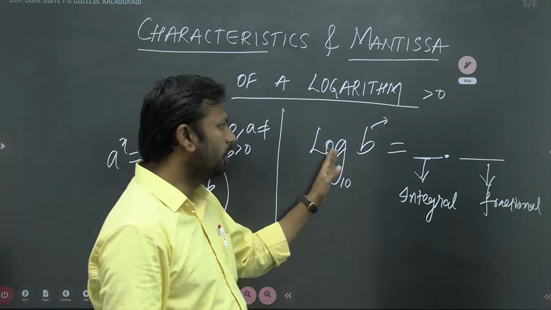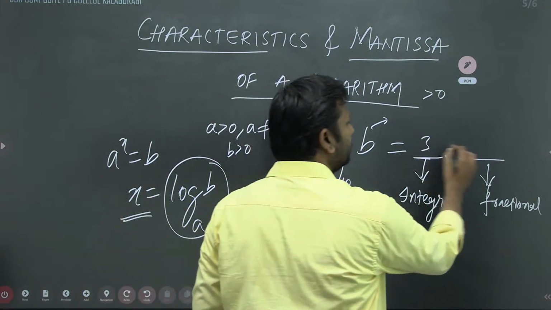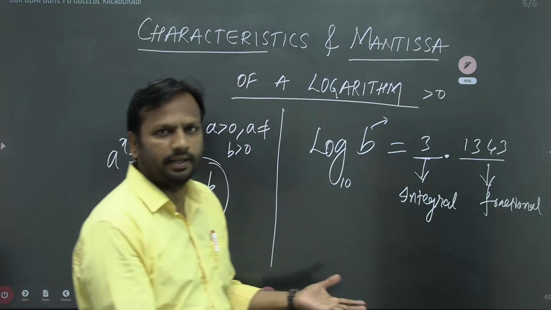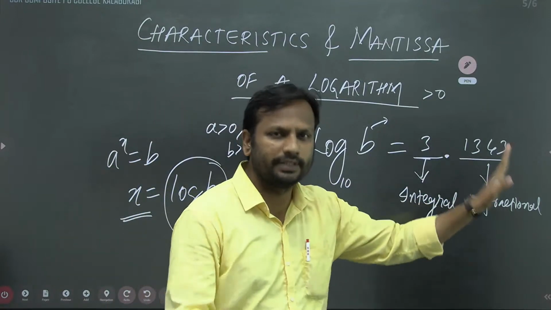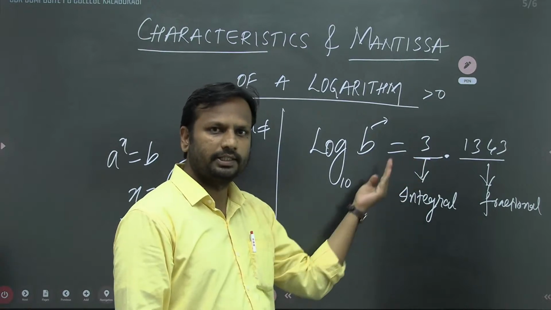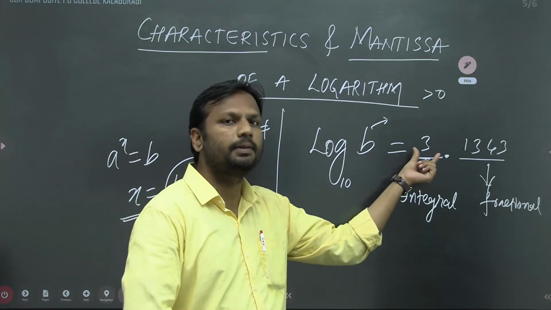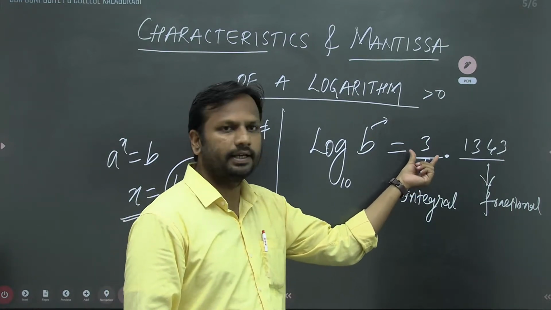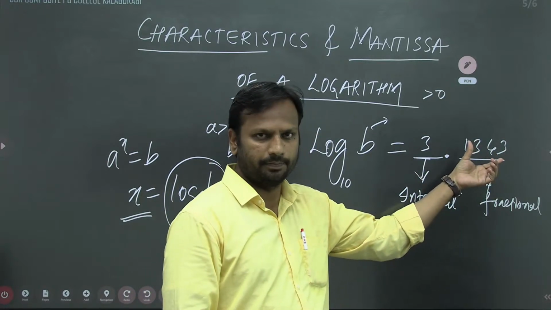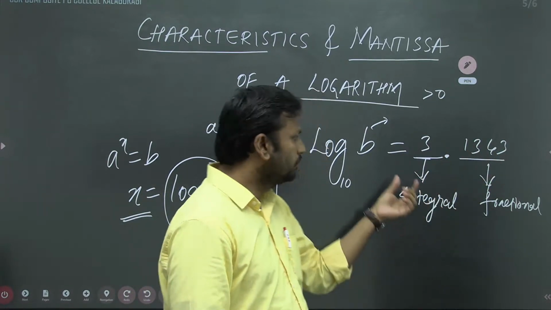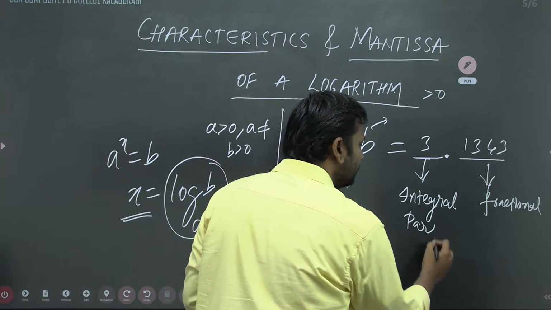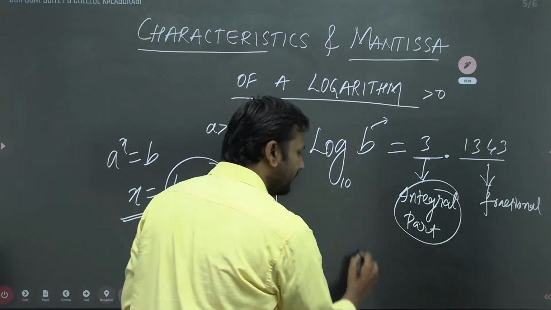So if the logarithm of a number you are getting is something like 3.1343, then before the decimal point we say it is the integral part, students. So this is the integral part. After the decimal point, we say it is the decimal part or fractional part. So this integral part is nothing but what here, the characteristic we say here.